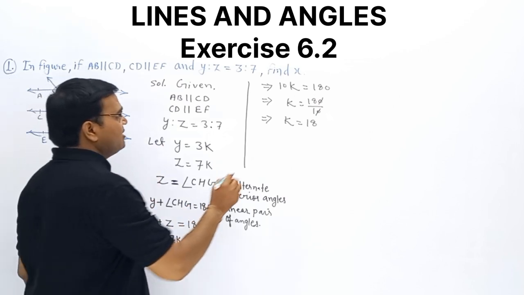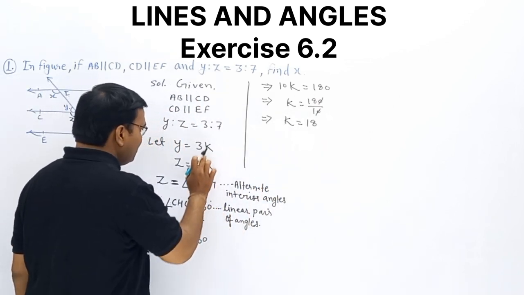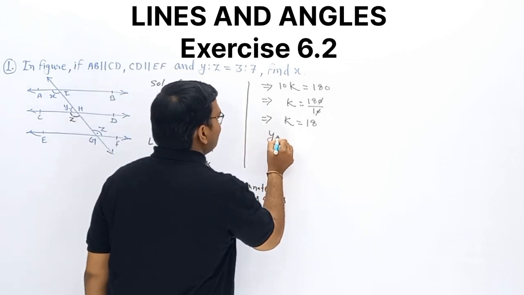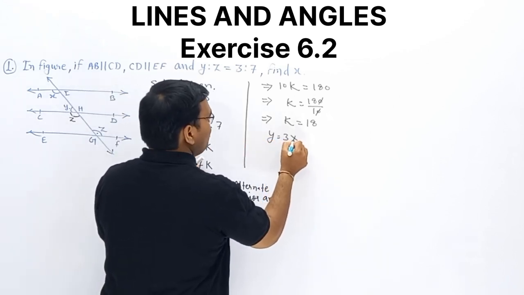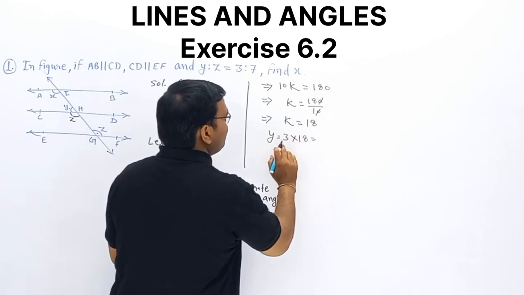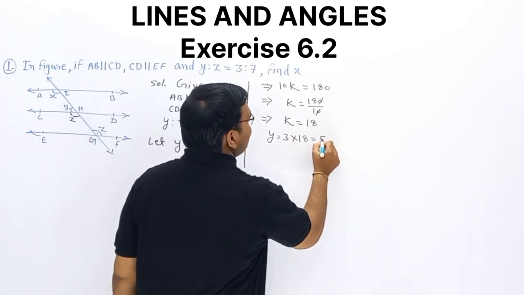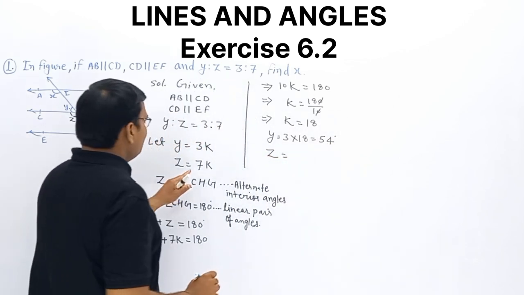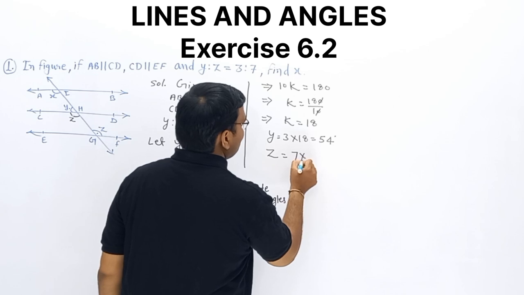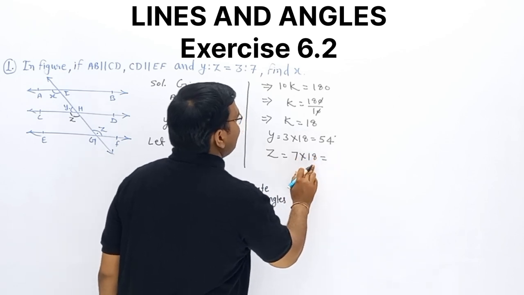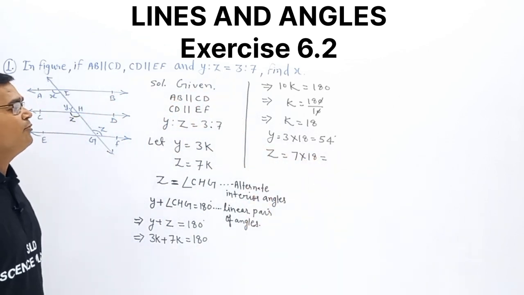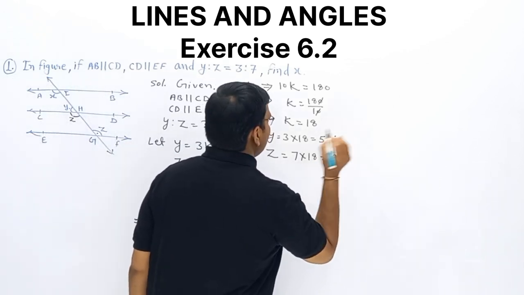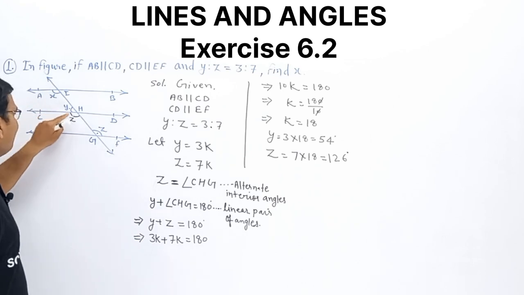So finally what can we say? K equals 18, we put this in y and z. Then y will be what? Y equals 3 into 18. 18 times 3 is 54. 18 times 3 will be what? 54 degrees. Clear? And z equals what? Z equals 7k, 7 into 18. 18 times 7 is what? 18 times 7 will be what? 126 degrees. 126 degrees.